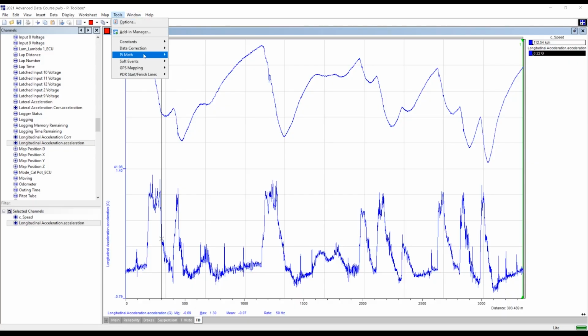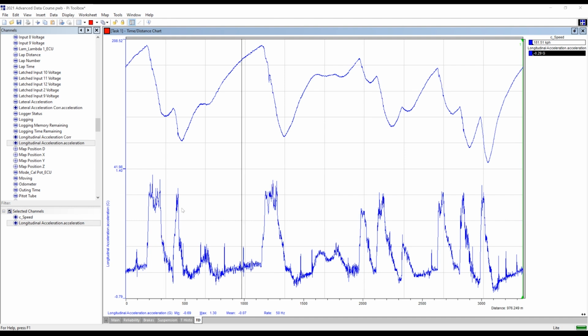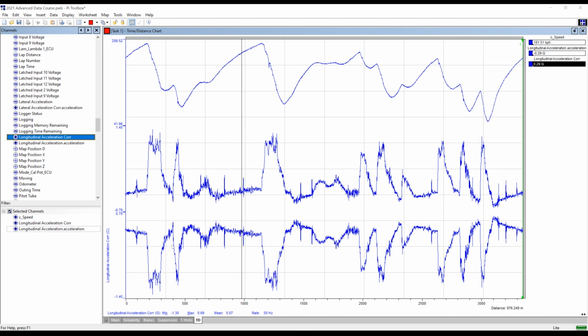We can write a math channel that simply multiplies the original channel by -1 to correct the sign. The original channel will still be available in the logged data, but we wouldn't use it. We'd instead name the new math channel the same as the original channel, but append a score to the end to indicate the value has been corrected.